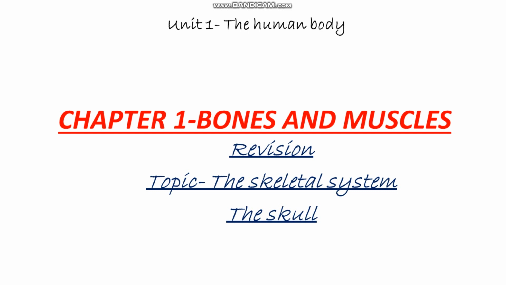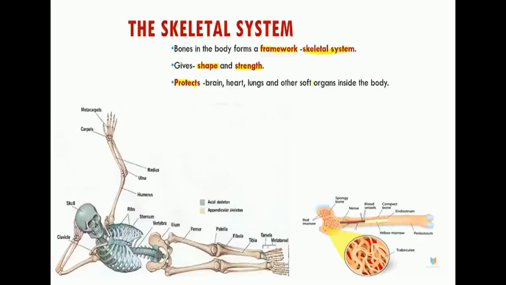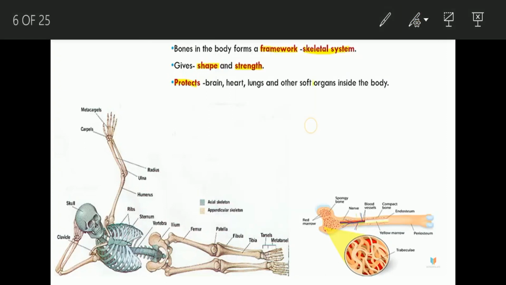We will discuss how the skull is helpful for the human, how many bones are found, and which part of the skull is movable. So let us look forward to it and discuss the parts of it. As you can see, bones in the body form a framework that is called the skeletal system. It gives shape and strength to our body. It not just gives shape and strength, but it also protects our vital organs. For example, brain, heart, lungs and other soft organs which are inside our body.